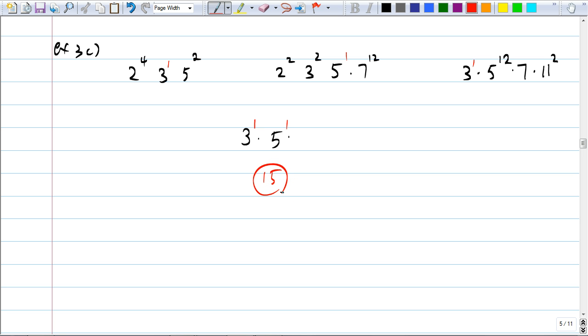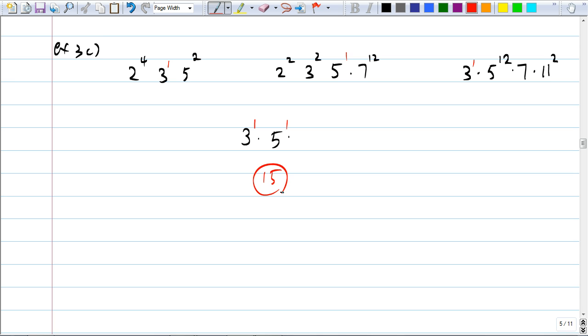Okay, good. Any questions, guys? What does this mean? 15 is the number that goes into all 3 of these numbers. This is the biggest number that will go into all 3 of these numbers. Is that okay? Any question?